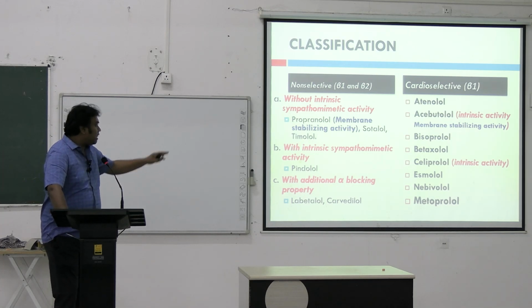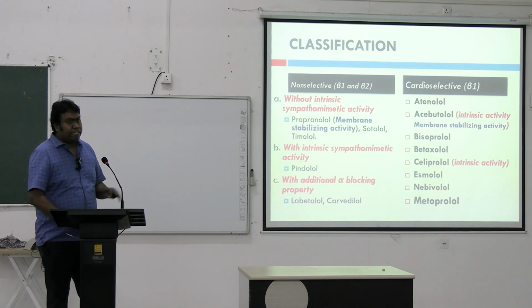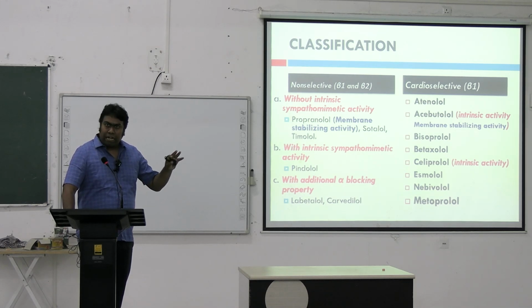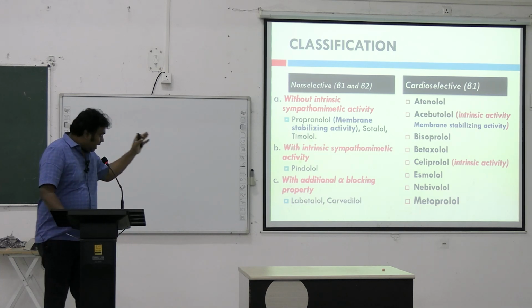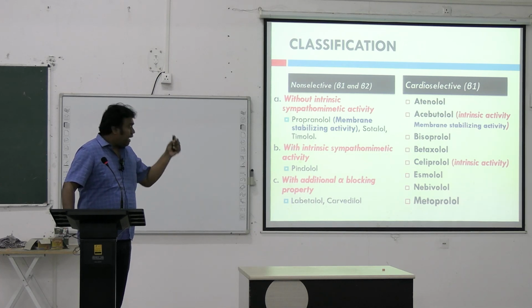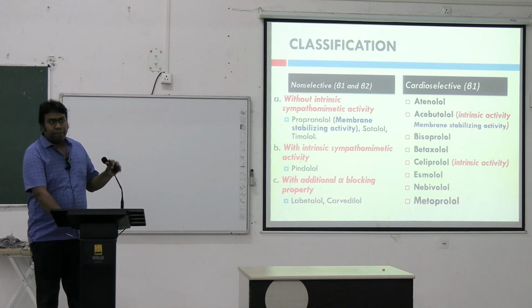And with additional alpha blocking activity, they are beta blockers with alpha blocking activity: carvedilol and labetalol. So classification of beta blocker: one is cardioselective, the other cardio non-selective. Cardioselective, what do you have to remember? 2A, 2B, then C, then esmolol, nebivolol, and metoprolol. What is 2A? Acebutolol, atenolol, bisoprolol, betaxolol, then celiprolol. These are cardioselective beta blockers.